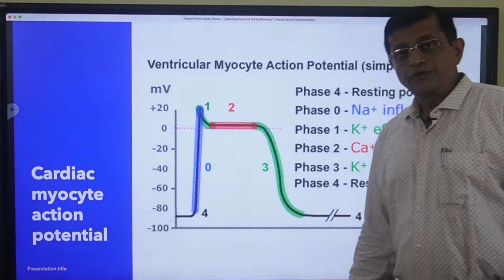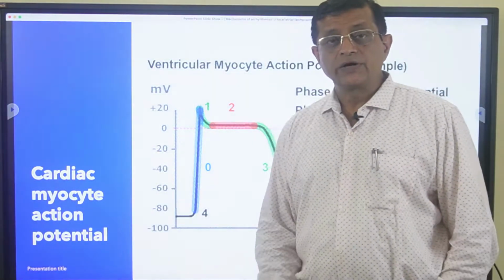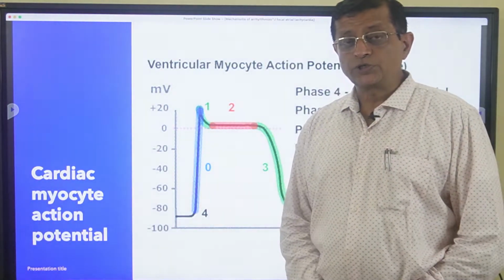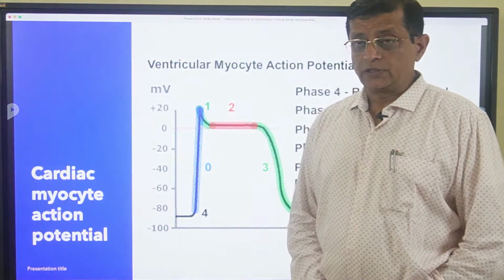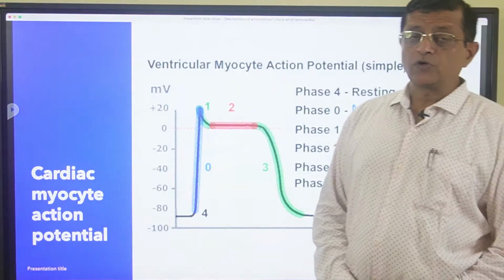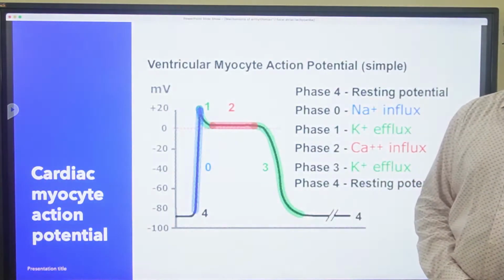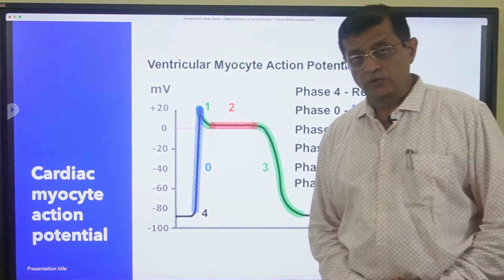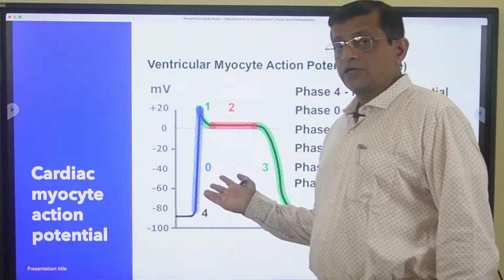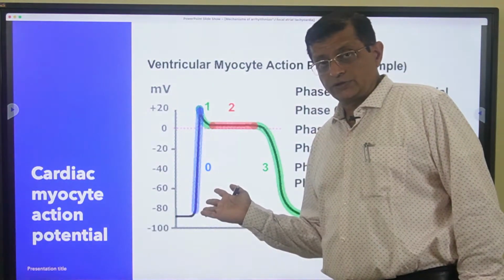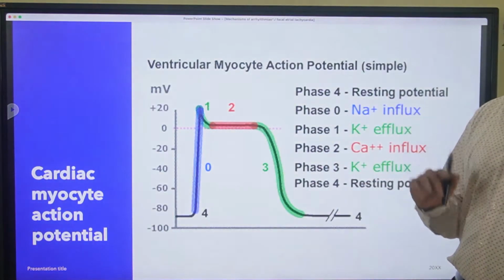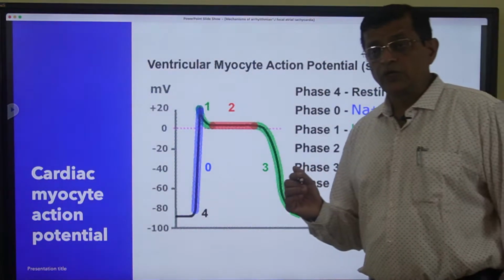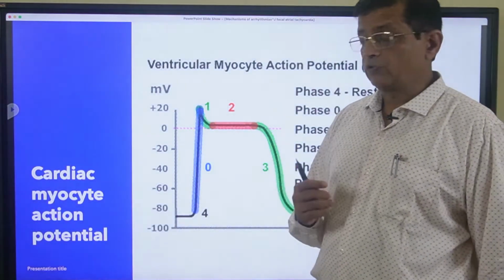Before talking about the triggered activity, let's revise the action potential of a normal contractile cardiac myocyte. In my last lecture on automaticity, we had revised the action potential of the SA node. Here we are revising the action potential of a cardiac myocyte. I have talked in detail about this in my first ECG lecture. The link is given below. If you find it useful, go and have a look.